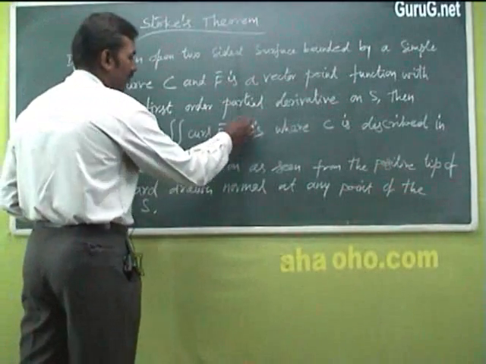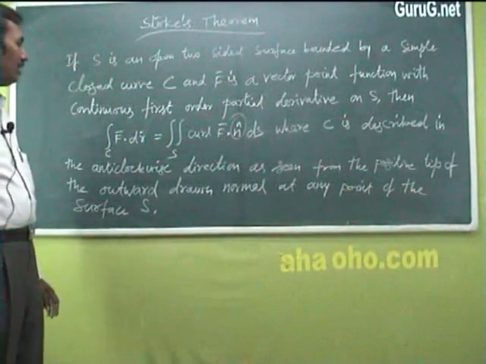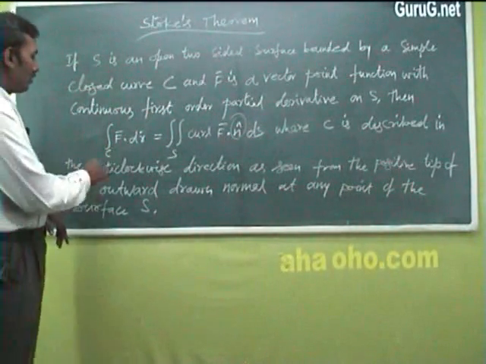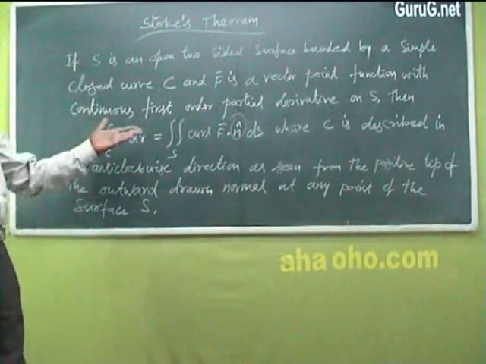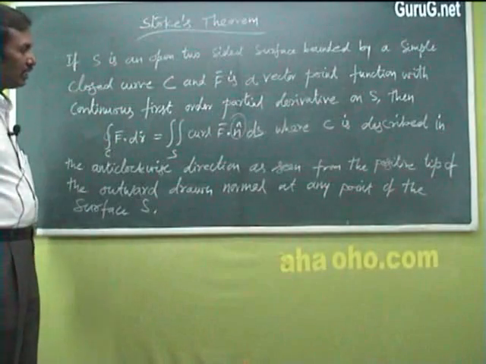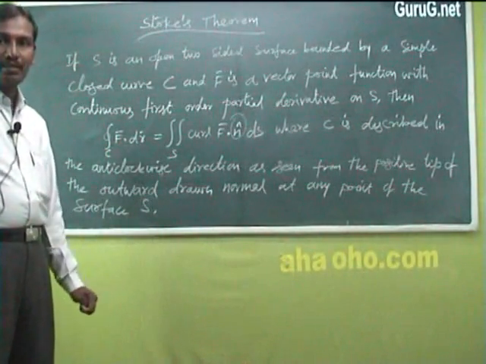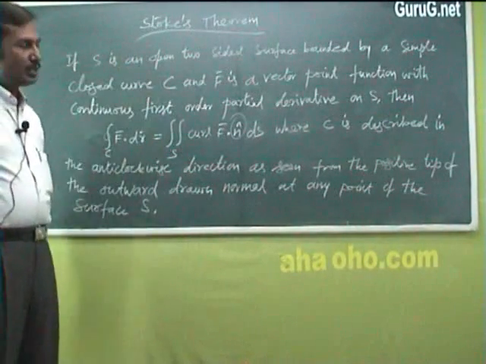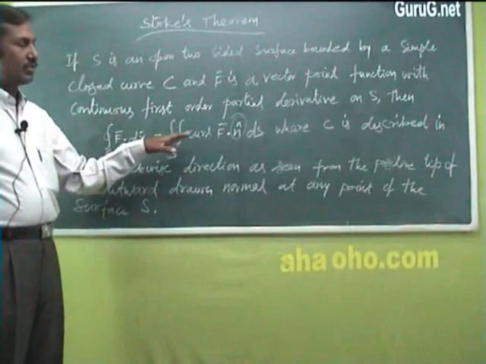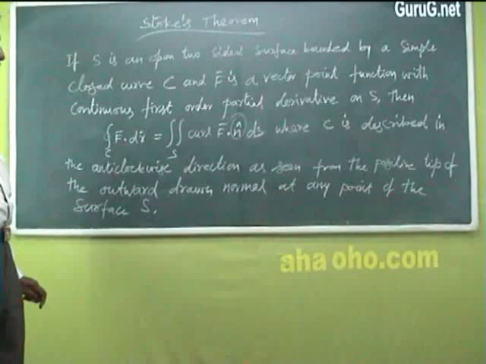So this n cap is what? The outward normal vector, right? So I have to prove these results. C is a closed curve. So it is a relation between the line integral and the surface integral. Green's theorem also states a relation between a line integral and a surface integral. But Green's theorem is in a plane, whereas this one is in space. That is the only difference between Stokes theorem and Green's theorem.